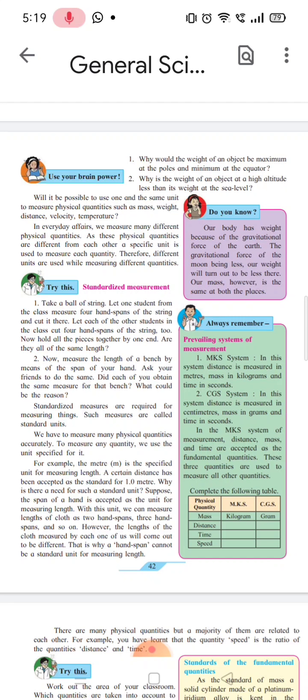In MKS system, mass is measured in kilogram, distance is measured in meter and time is measured in seconds. In CGS system, mass is measured in gram, distance is measured in centimeter and time is measured in seconds. Speed is measured in meter per second in MKS system, and in centimeter per second in CGS system.